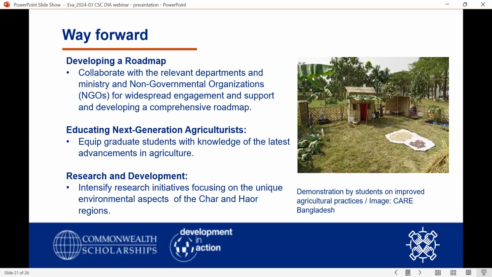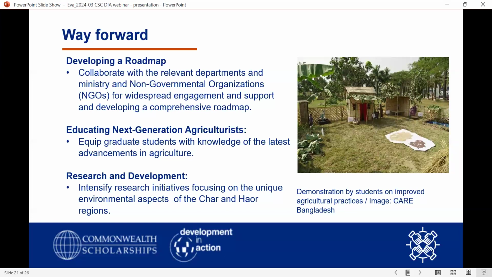The way forward is to collaborate with the relevant departments, ministries, and non-governmental organizations for widespread engagement and support, and to develop a comprehensive roadmap. We are emphasizing a comprehensive roadmap and educating next generation agriculturalists. It's a core thing that came out of our study: equip graduate students with knowledge of the latest advancements in agriculture. As you can see in the photo on the left-hand side, it's a field demonstration, not the original homestead. It's made with natural equipment by students of an agriculture university.